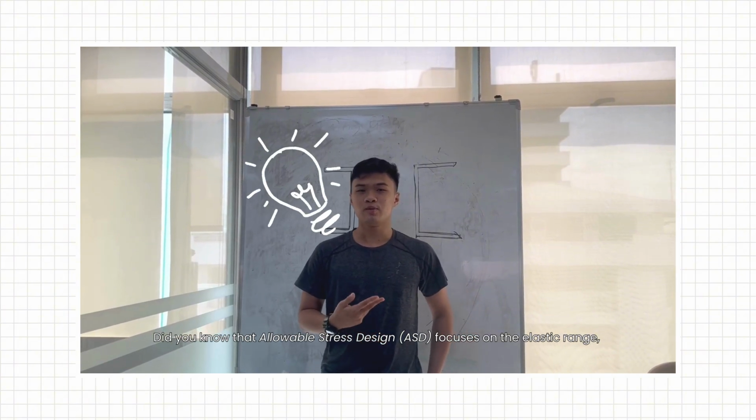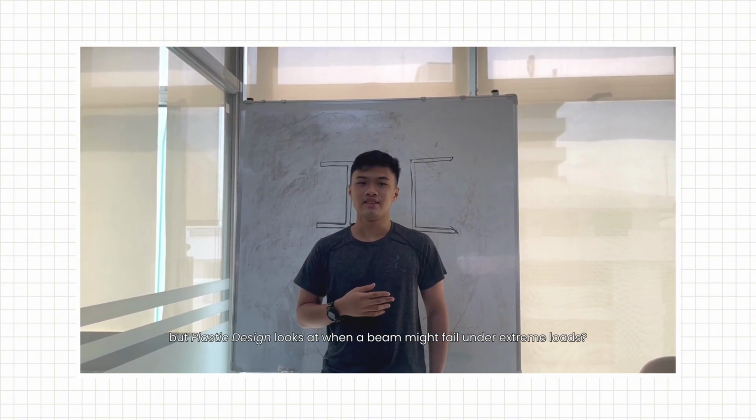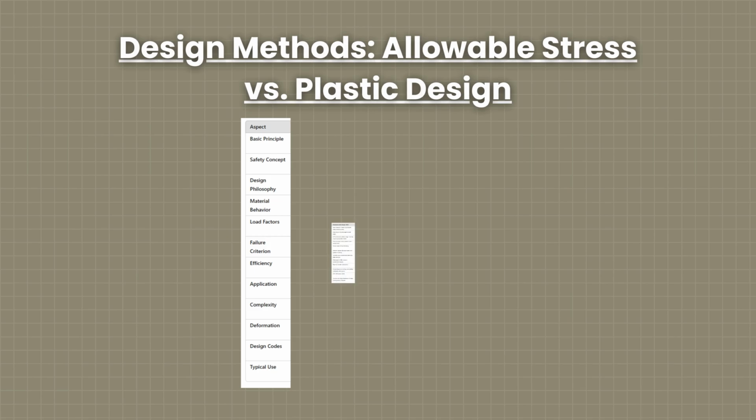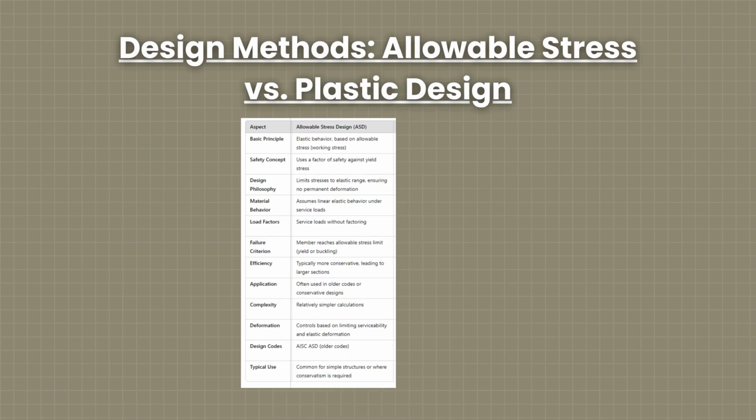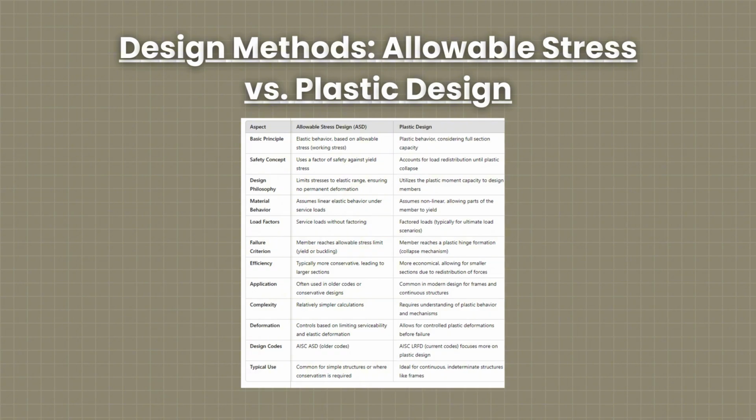Did you know that allowable stress design focuses on the elastic range, but plastic design looks at when a beam might fail under extreme loads? Allowable stress design ensures that structures remain within the elastic range under normal loads, making it a conservative approach. Plastic design, on the other hand, explores the beam's failure limits, allowing for better optimization under extreme conditions, ensuring safety even when maximum loads are applied.